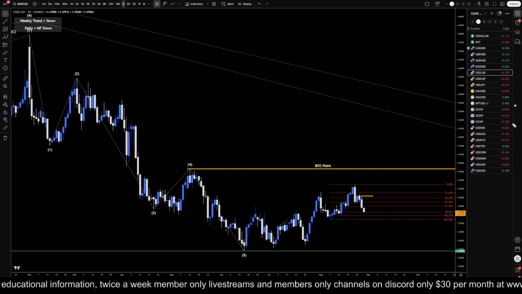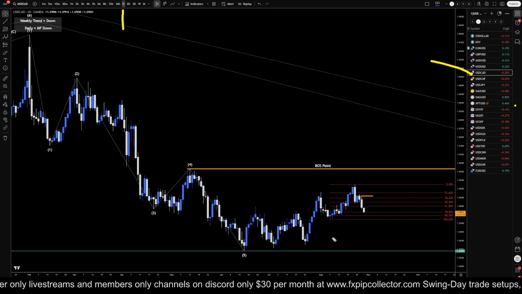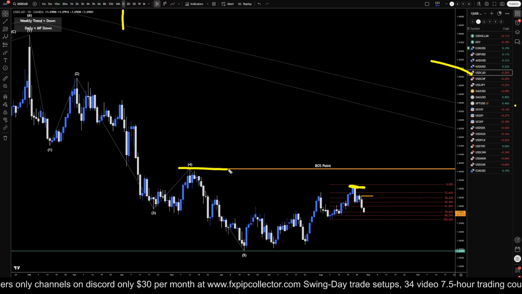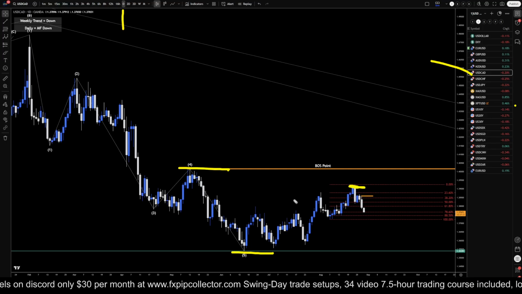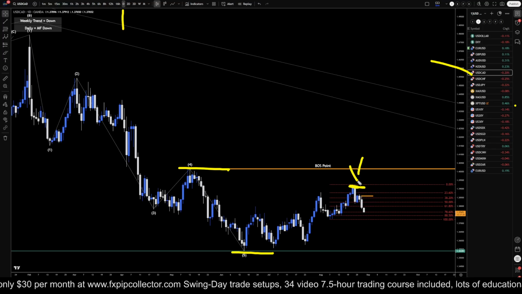Today is Thursday, August 28th, and this is my analysis for the US dollar Canadian, and we're on the daily time frame to start with. Because on the daily time frame, this little top right here was a 78% Fibonacci retracement of this move down. Definitely looks like a possible end of a correction.